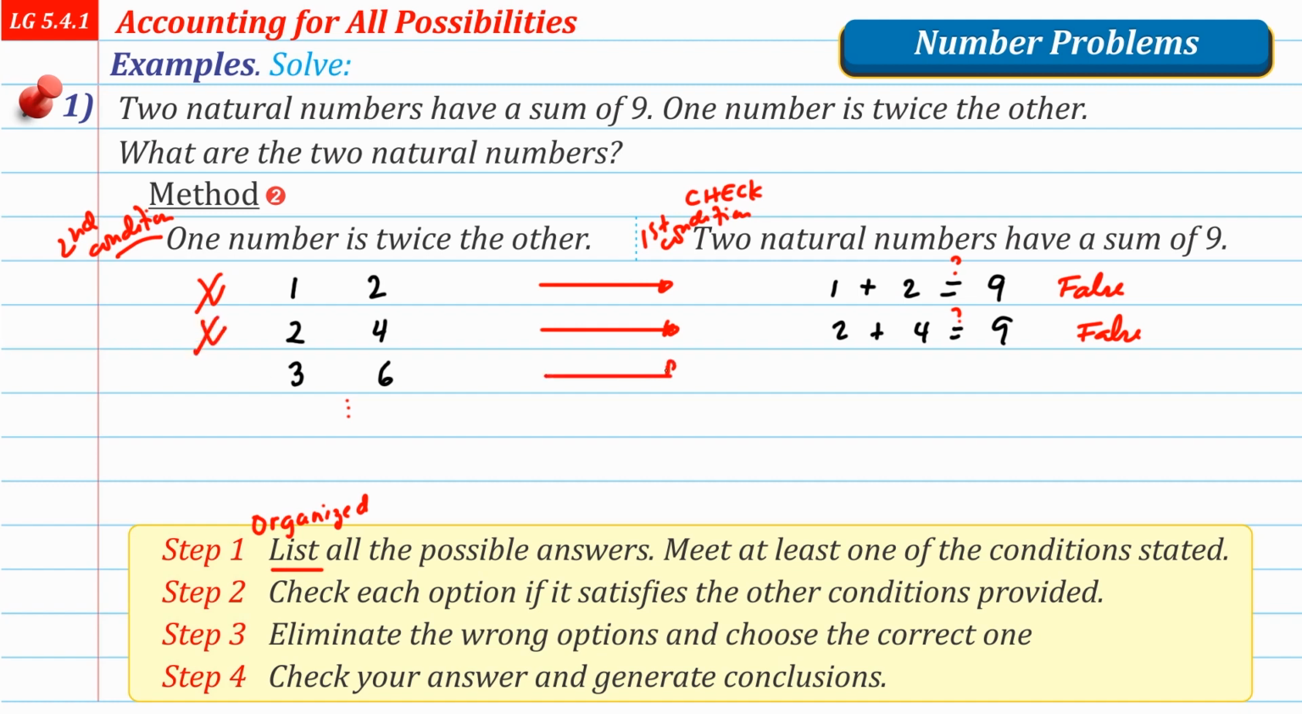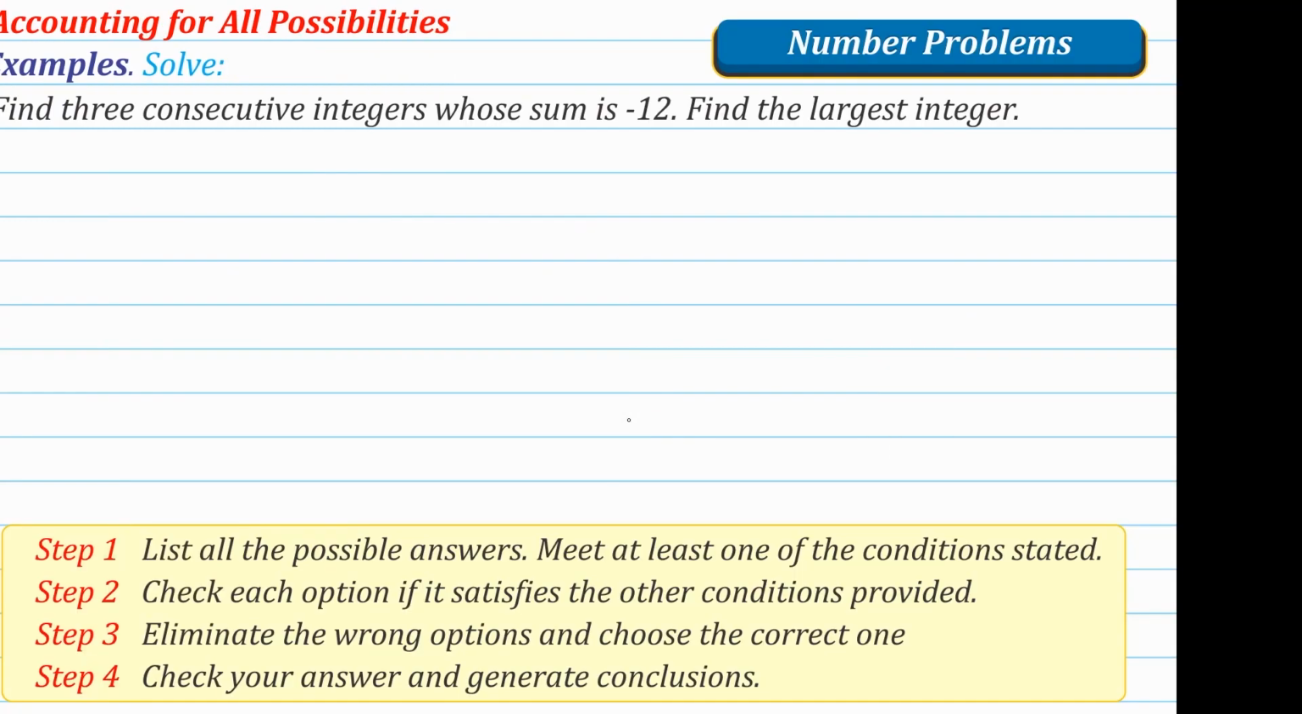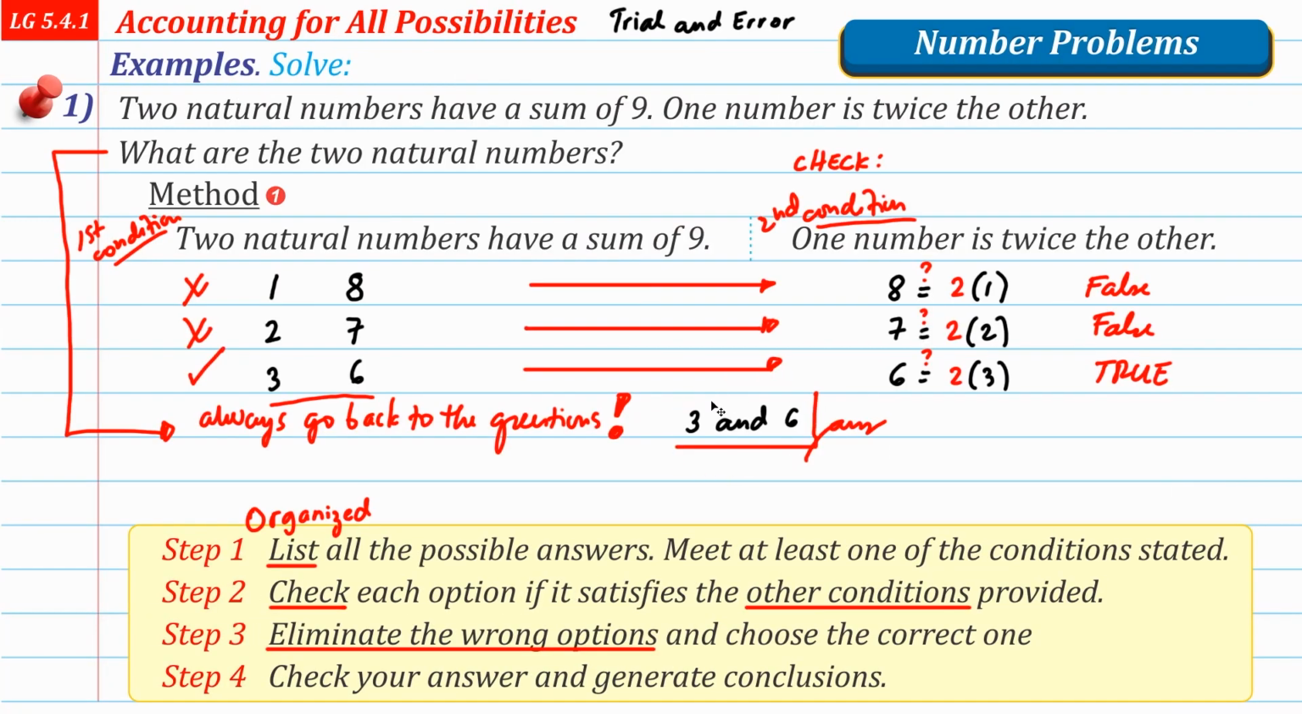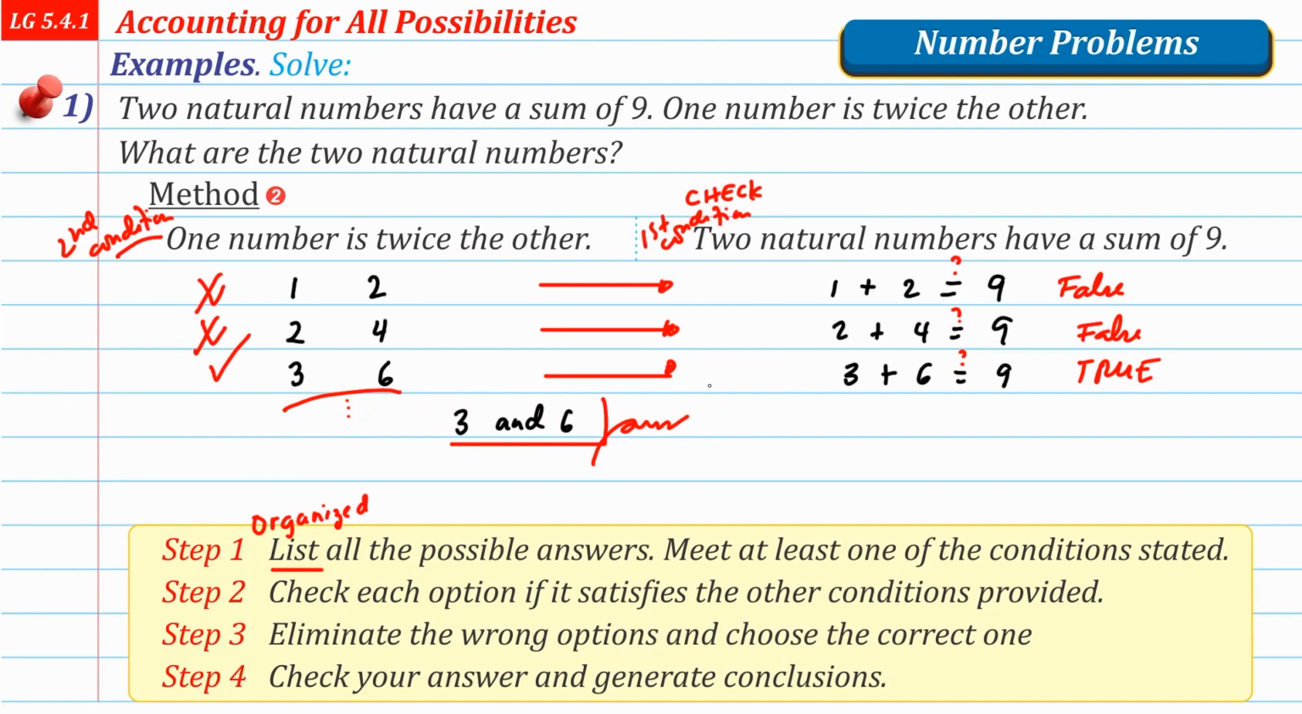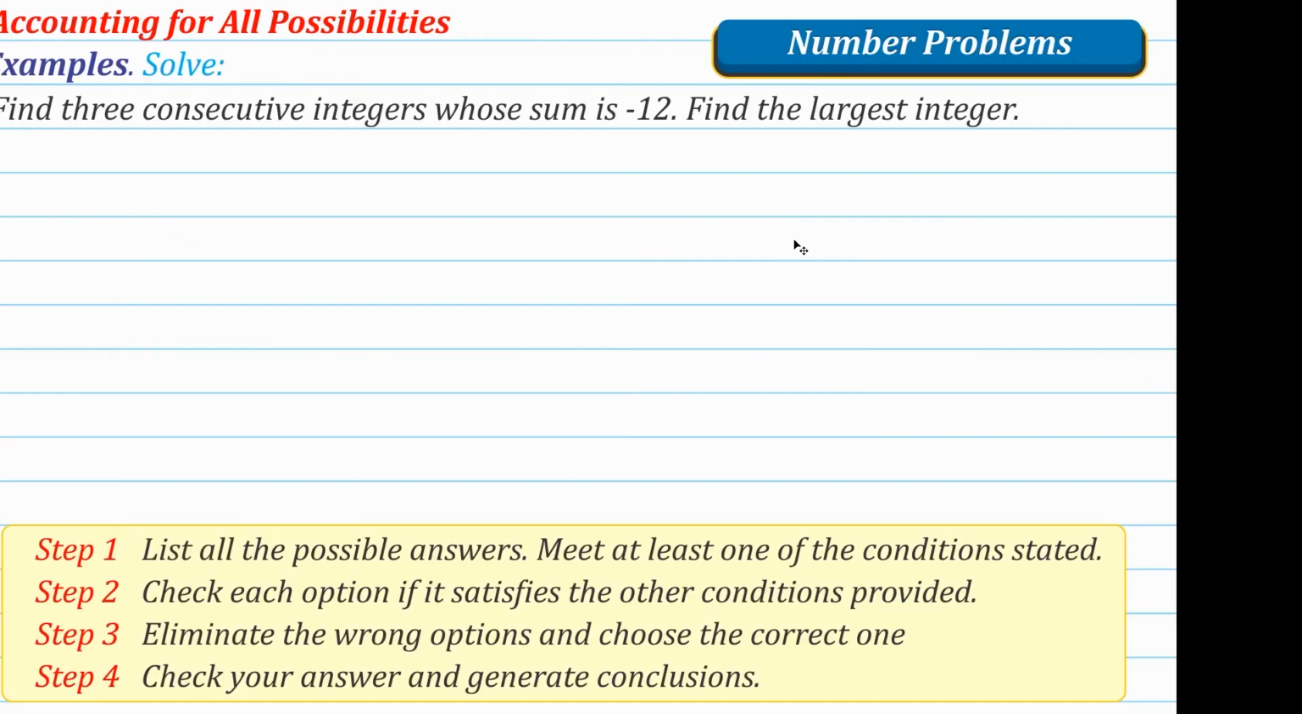So again, check the first condition. 3 plus 6. Is this equal to 9? Yes, it's equal to 9. Therefore, we get 3 and 6, which is consistent with our answer sa previous method. So, kahit ano pong condition ang mauna, it's okay. It's up to you. Question? Okay, wala so far. Madali, no?